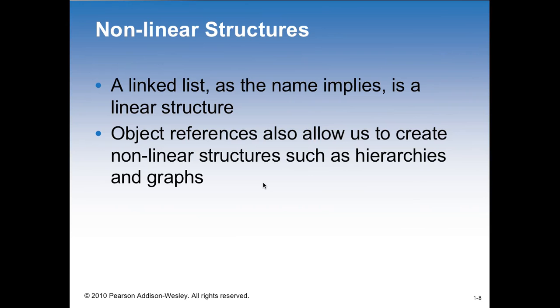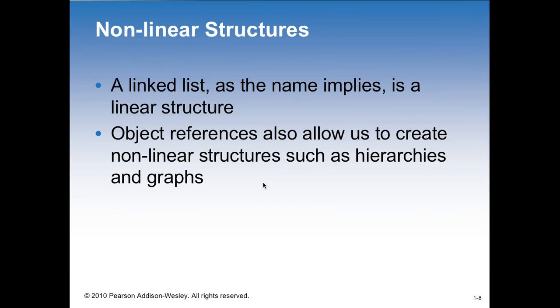So, nonlinear structures. A linked list, as the name implies, is a linear structure, but it's flexible. It's not fixed. So the object references also allow us to create nonlinear structures such as hierarchies and graphs. If you think of the concept, if you have just objects pointing to objects, do they need to do it in a linear fashion? No. You can have one object point to another object, which points down here to another object, which points over here to another object, and that would be nonlinear. So it can be used for both linear and nonlinear.